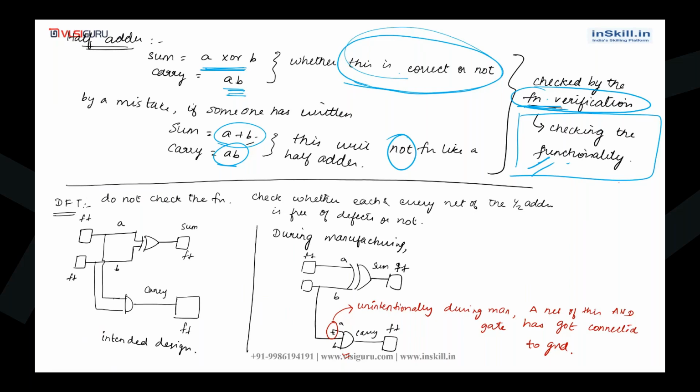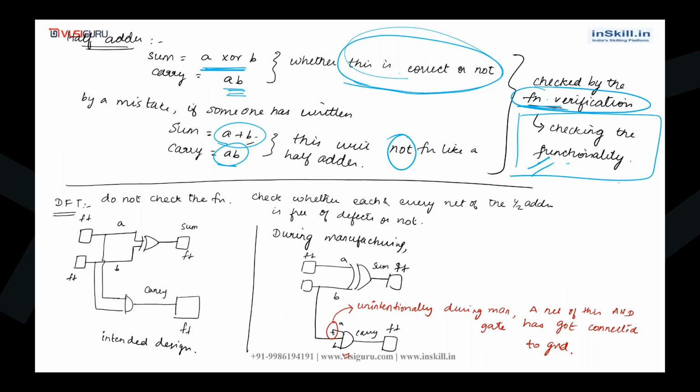So if you consider a half adder design, sum is A XOR B, carry is AB. Whatever is written, whether this is correct or not, is what will be checked by the functional verification team. If by mistake someone has written sum is equal to A plus B, carry is equal to AB, this will not function like a half adder. They will be checking the functionality.